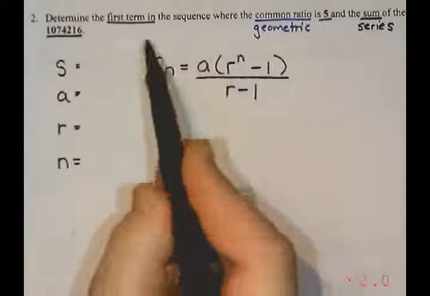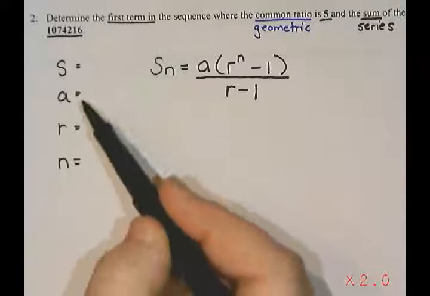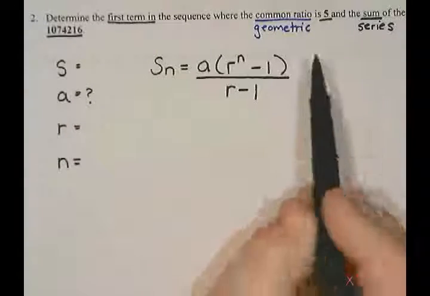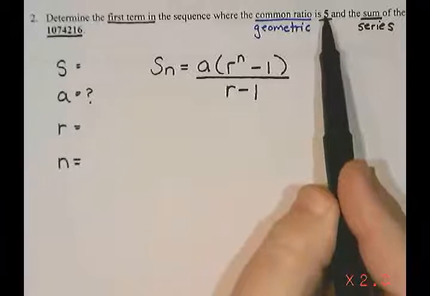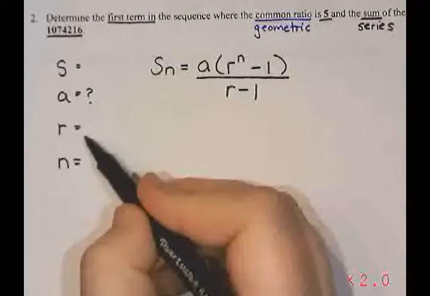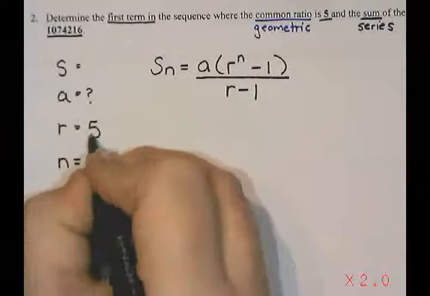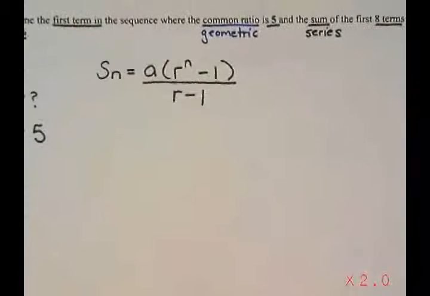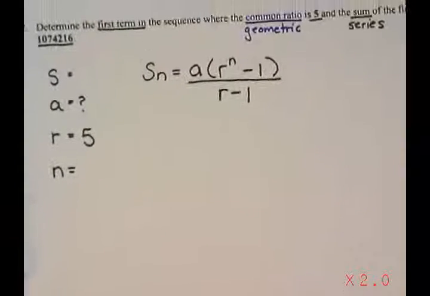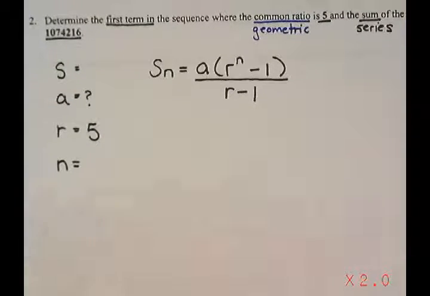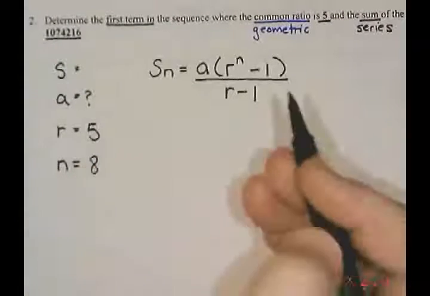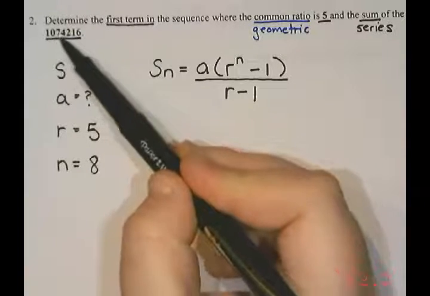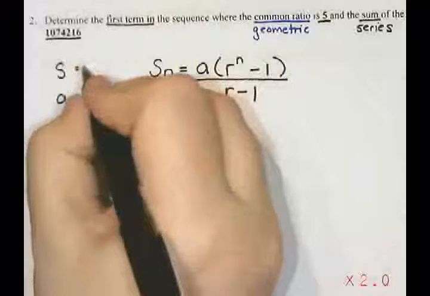So it does say that we want to find the first term. The first term in this case will be A, so that is likely what I'm looking for. And it says the common ratio is 5. The common ratio would be our letter R. Okay, we want to find the sum of the first 8 terms. So if there are 8 terms, that means n is going to be 8. And then it says that the sum of the terms is 1,074,216. So that's actually my S.